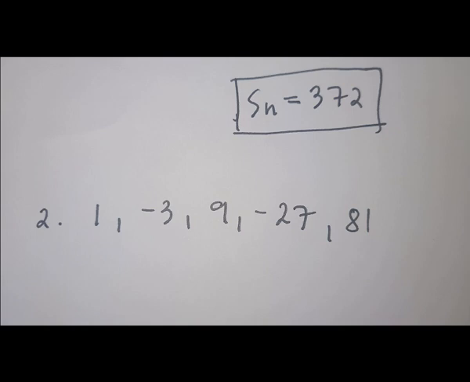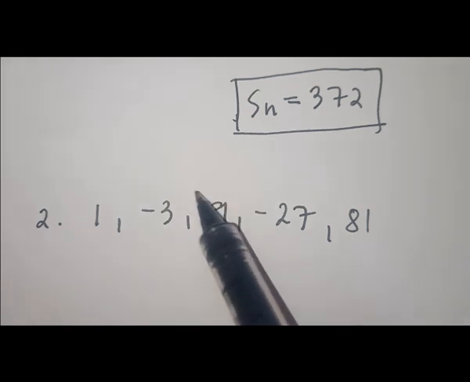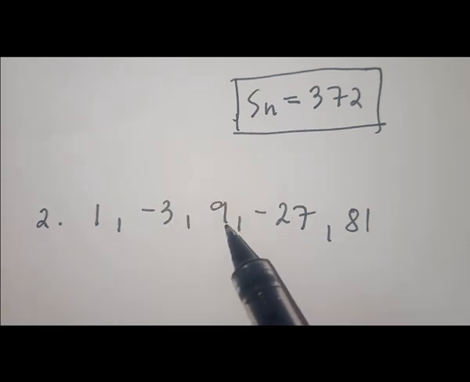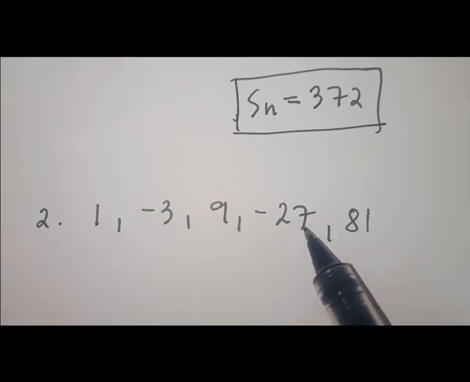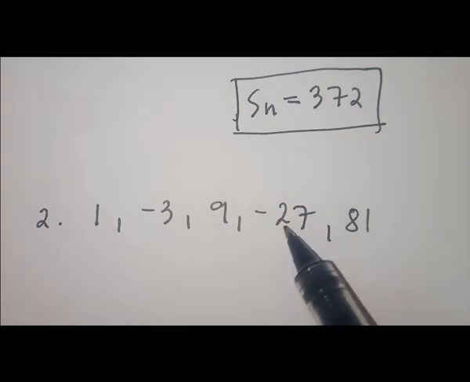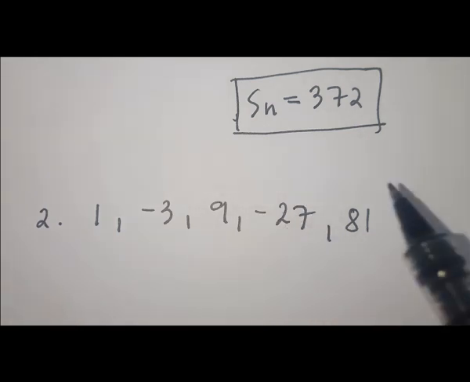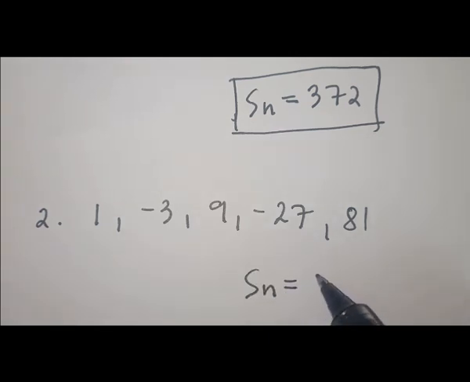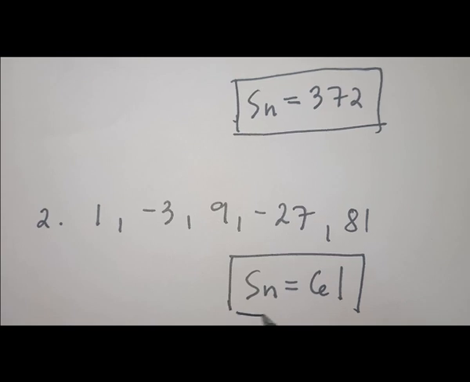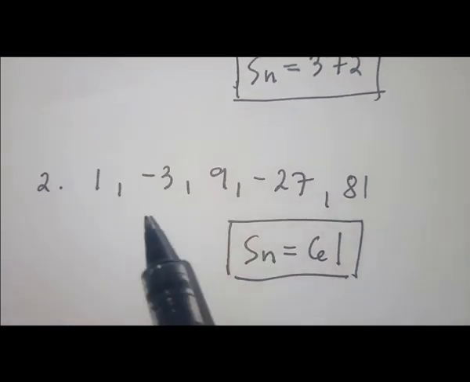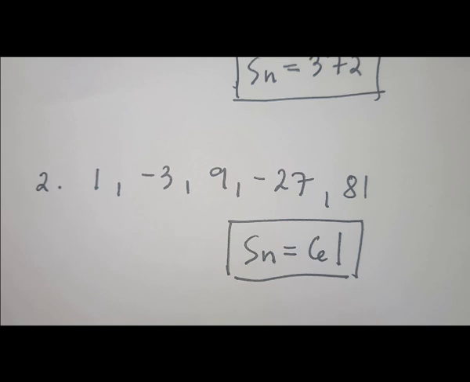Okay, another. How about this? Sige. 1 plus negative 3, dahil unlike sign sila, will give you negative 2. Okay? Negative 2 plus 9, unlike sign sila, subtract ulit natin, will give you positive 7. 7 plus negative 27 will give you negative 20. And negative 20 plus 81 will give you positive 61. Okay.